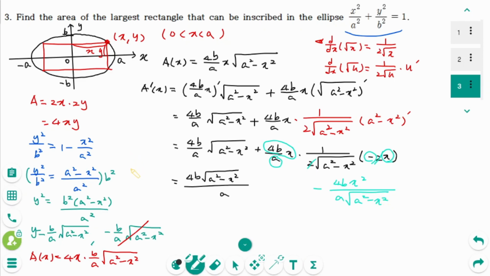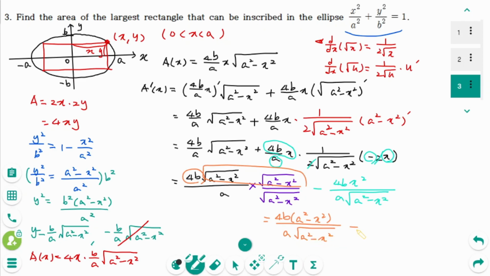We have to make a single fraction, so we need square root of a squared minus x squared over square root of a squared minus x squared equals 4b times, together, a squared minus x squared over a times the square root of a squared minus x squared minus 4bx squared over a times the square root of a squared minus x squared.